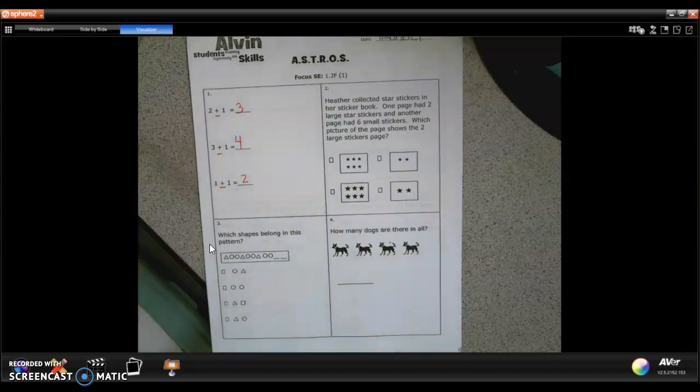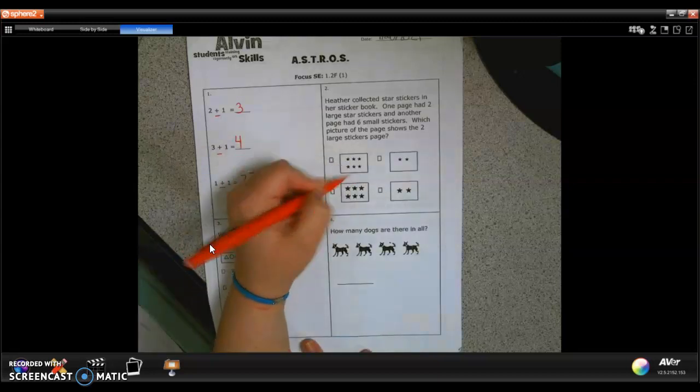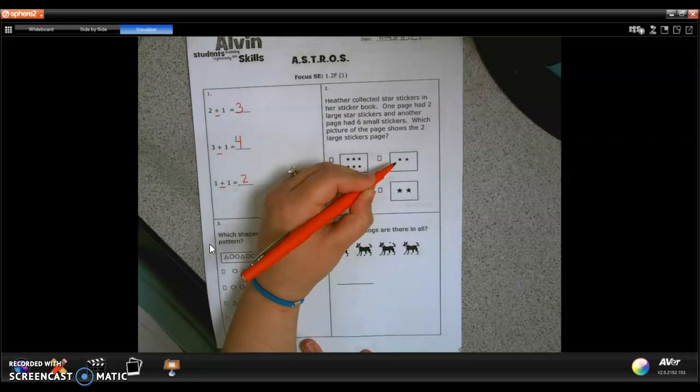Heather collected star stickers in her sticker book. One page had 2 large star stickers, and another page had 6 small stickers. Which picture shows the 2 large stickers page? So we're going to think about it. I'm looking for the picture with 2 large stickers. This is 6, this is 6, this is 2 small, and this is 2 large. So I know it's this one right here.